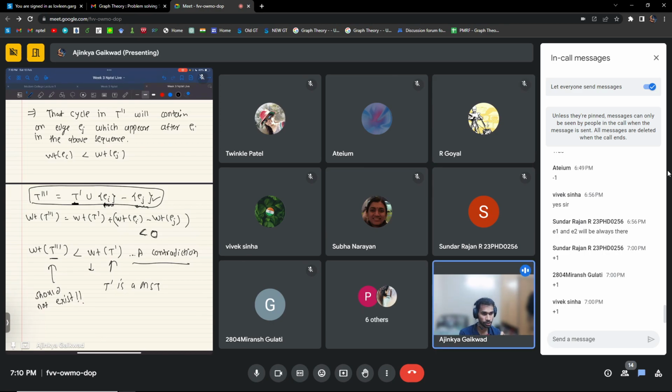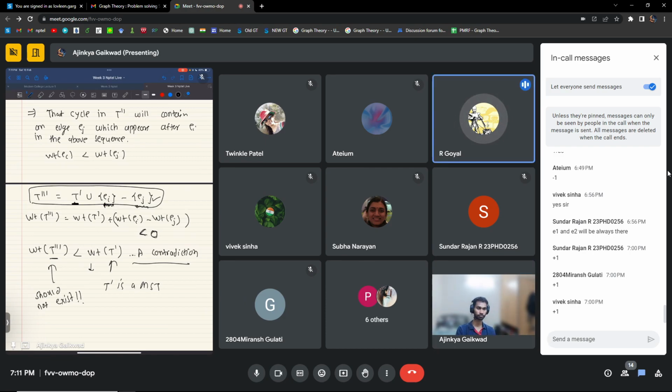When I removed EJ and added EI, you have to see that I'm removing an edge from the cycle. That means the graph cannot get disconnected. That's the first observation. The second observation is that the number of edges is equal because I'm removing an edge and then adding an edge. That means it is also a spanning tree. So this newly constructed graph T triple prime is connected. It is a spanning graph, which means it is a spanning tree. And not only that, if I look at the weight, it is less than the weight of T prime.